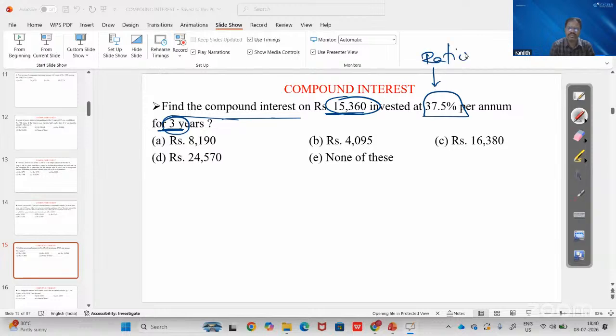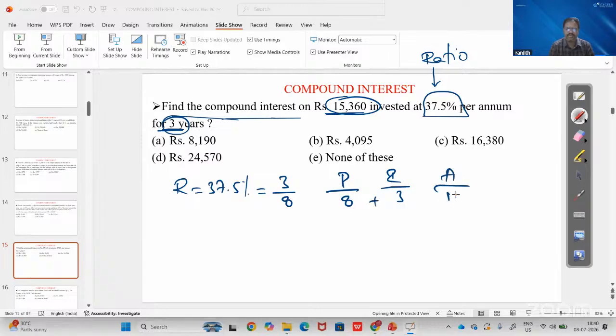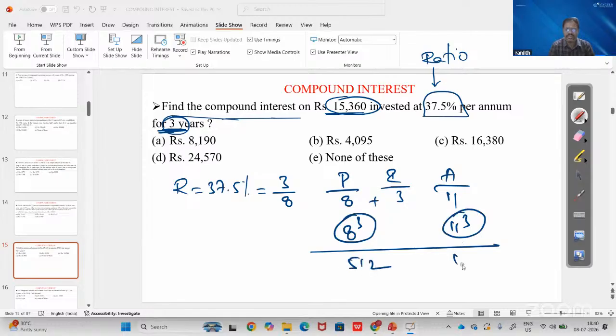What is the ratio method? Let's see. Where R equal to 37.5. How we can find out 37.5? 3 by 8. So whatever the denominator we are having, principal, numerator we are having interest. So sum of these two will be equal to amount. So 8 plus 3 equal to 11. For 3 years, we need to take 8 cube. So 8 cube, here amount will be equal to 11 cube. Where 8 cube equal to 512, 11 cube equal to 1331.